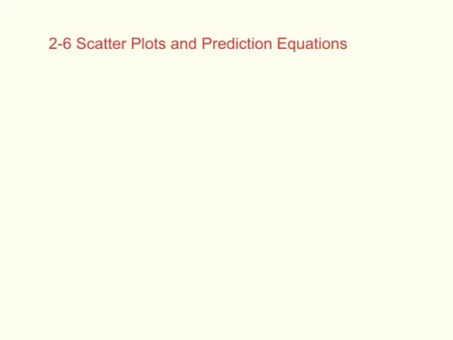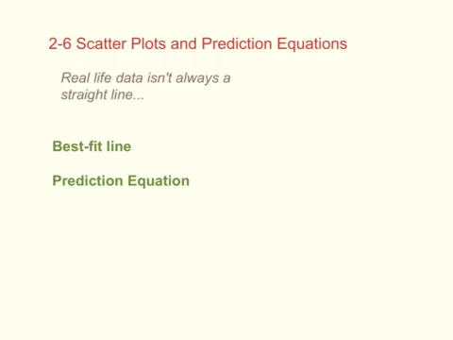In Section 2.6, we will learn how to draw a scatter plot and find a prediction equation, and also solve problems using prediction equations. When we collect data in real-life situations, the relationship is not always going to form a straight line when graphed. However, the graph may approximate a linear relationship. When this is the case, a best fit line can be drawn, and a prediction equation can be determined.